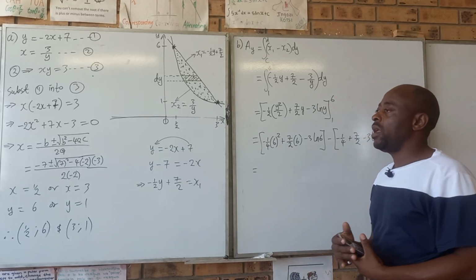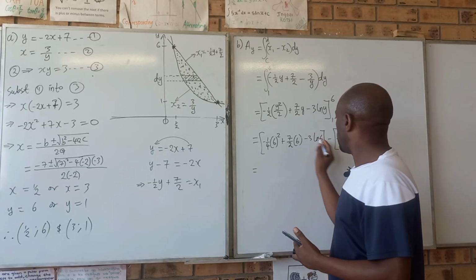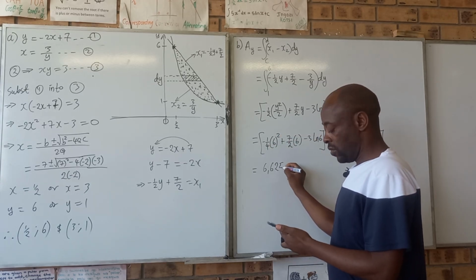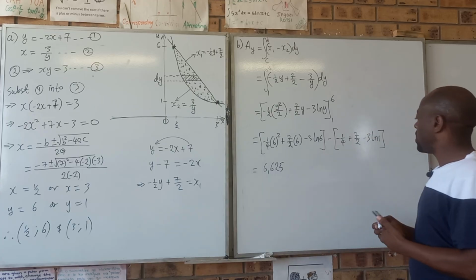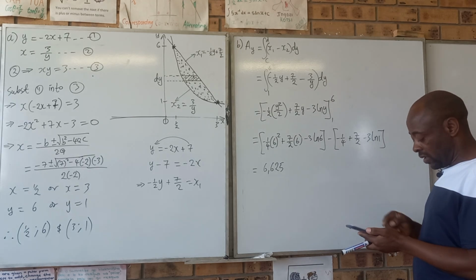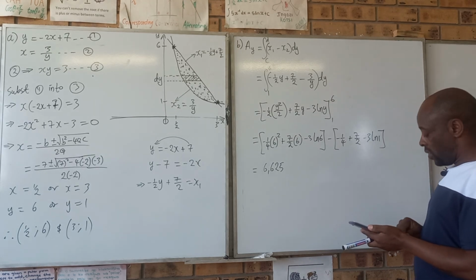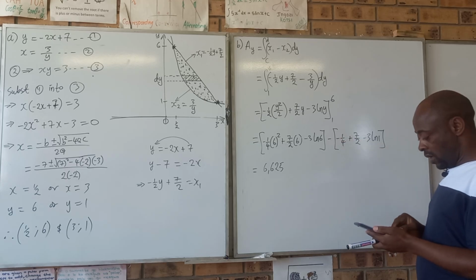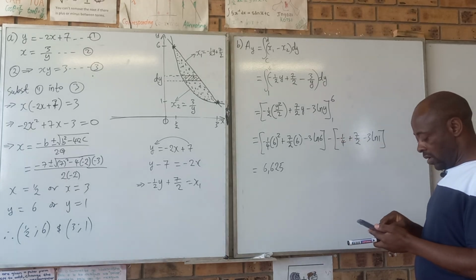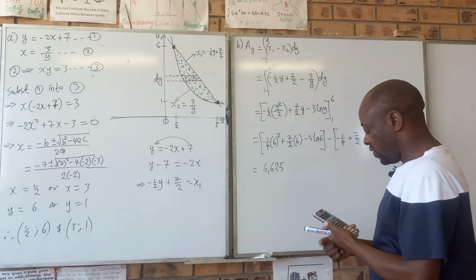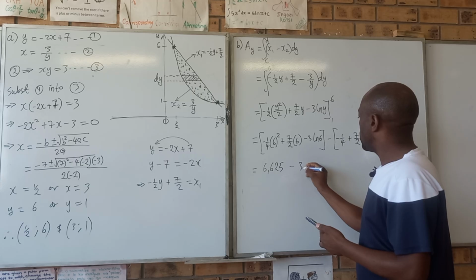So my area here, or the first bracket, is 6,625. Then I do the same thing here. So I'm having 7 over 2, that is 3,5, minus 0,25 for negative 1 over 4, then minus 3, then 1. So the other part gives me 3,25.